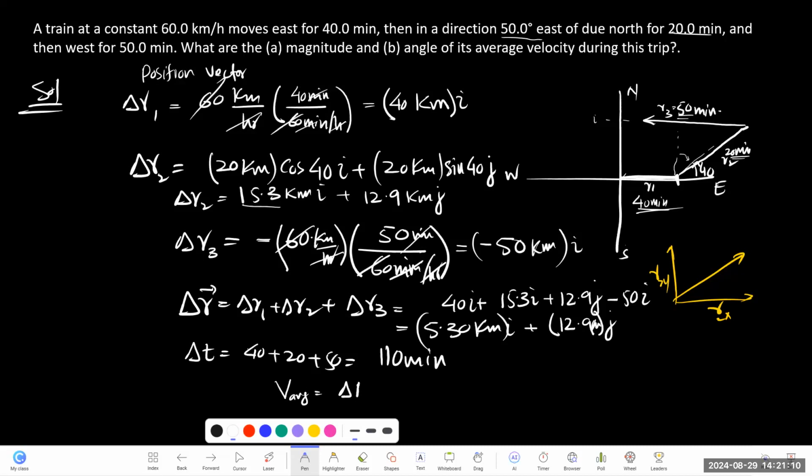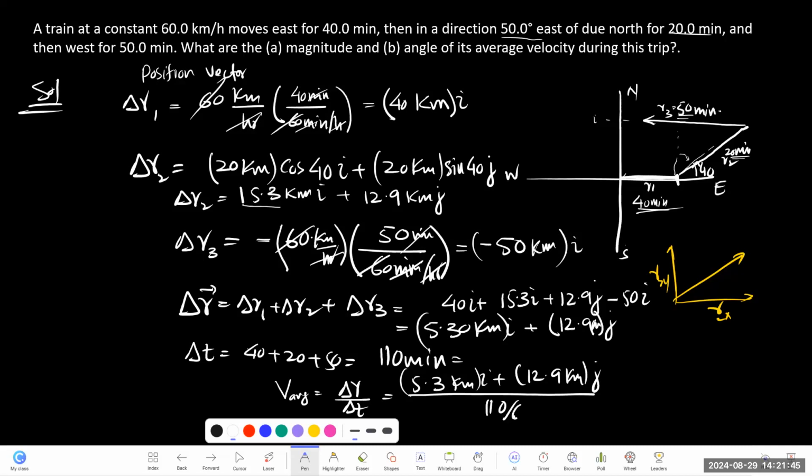Average velocity is delta r over delta t. So I know everything. I'm going to say it is 5.3 kilometer i plus 12.9 j, over the time in minutes. Since this is in kilometers, I have to convert the time to hours. What I'm going to do is take this and divide it by 60, so I can get hours.